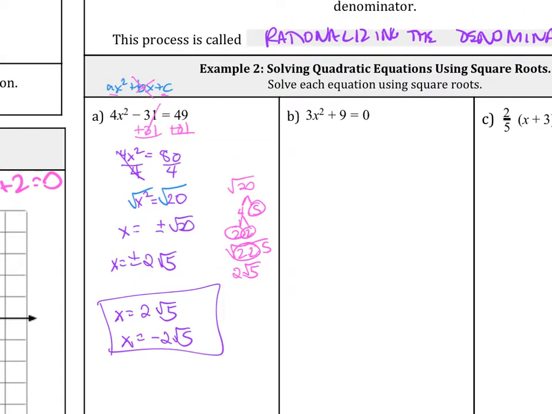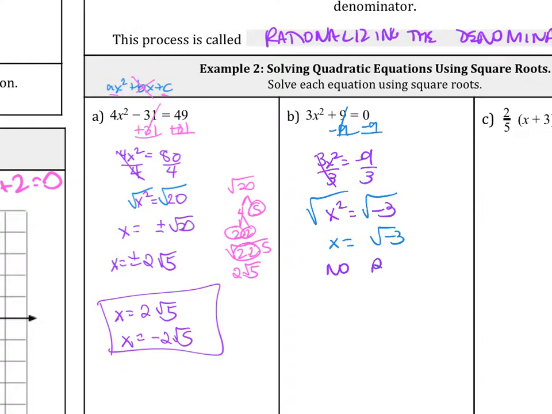Let's try letter B. Let's subtract 9 from both sides first. So we get 3x squared equals negative 9, divided by 3. And we notice that x squared equals negative 3. If we take the square root, notice that we have a negative inside, and we're not allowed to have a negative inside. So for right now, we're just going to say that there are no real solutions. For now, when you see that, just get down to this spot and say no real solutions, and I will know because you have a negative in the square root.